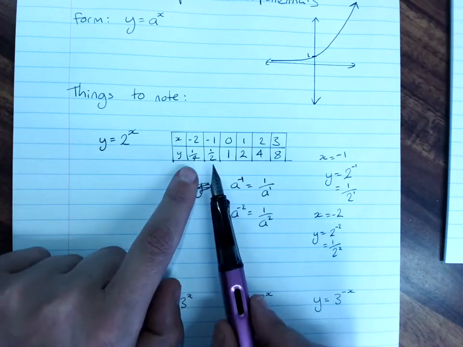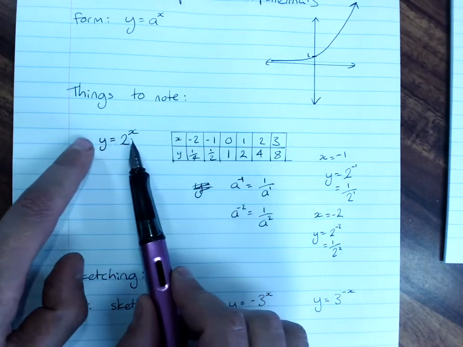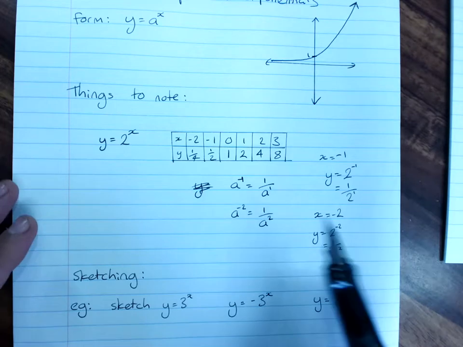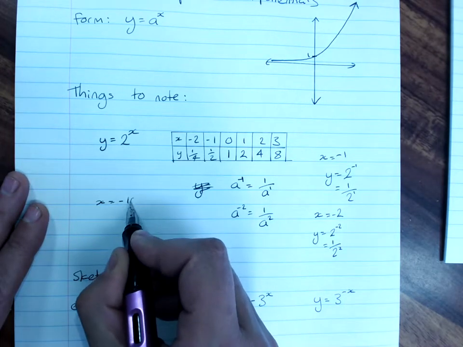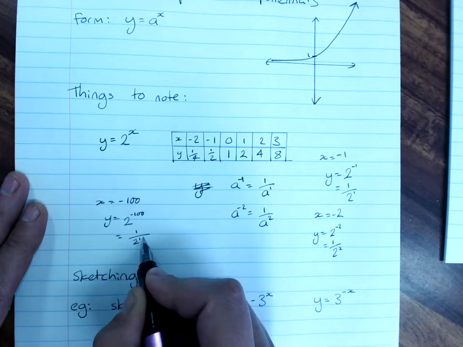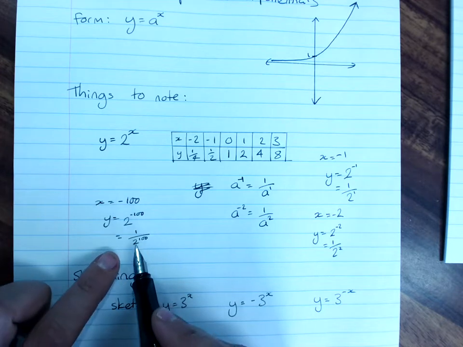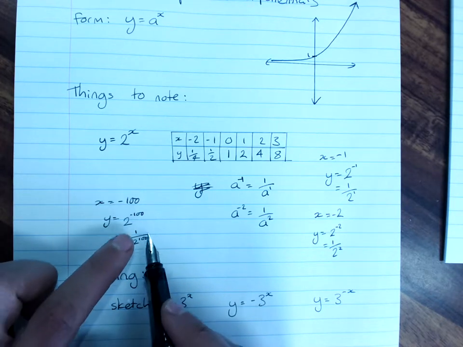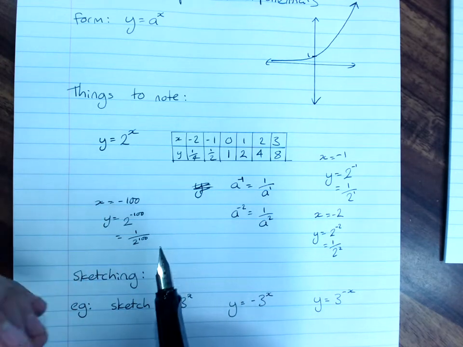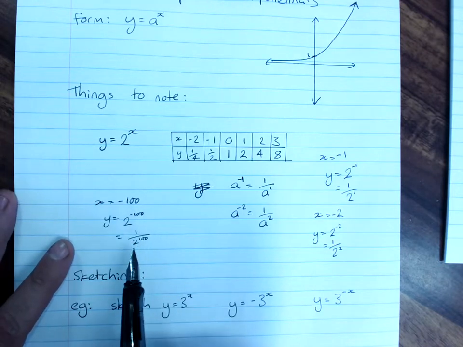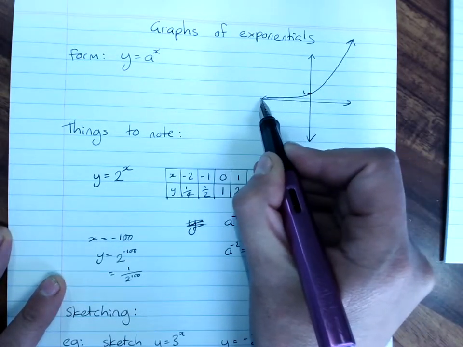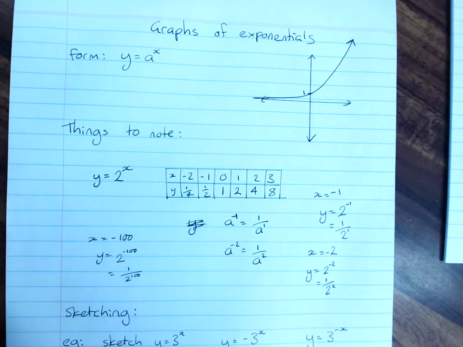Now what you can see from this is that no matter how far down we go in the negatives here, I could get to negative 100, and when x is negative 100, y is 2 to the power negative 100, which is 1 over 2 to the 100, which is a really, really, really big number on the bottom of this fraction, which means this fraction is a really, really, really small number, but it doesn't ever reach 0. We're always going to be dividing by larger and larger numbers, which means we'll get closer and closer to 0 as we follow down here, but we're never going to actually reach it.